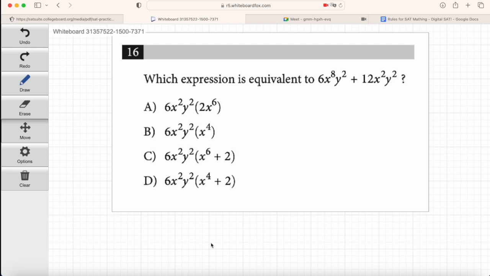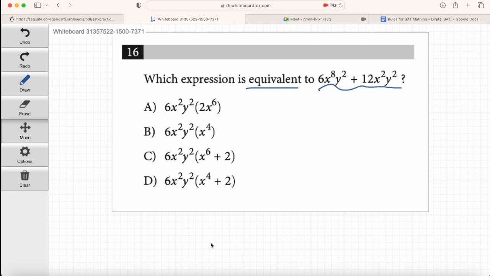Yeah, absolutely. Let's talk about some of this vocabulary here. First, what does the word equivalent mean? Have you heard that before? Equal to. It just means equal to. Yeah, that's all that means. So we have to find the answer choice that's equal to, or equivalent to, this big messy expression in the question.